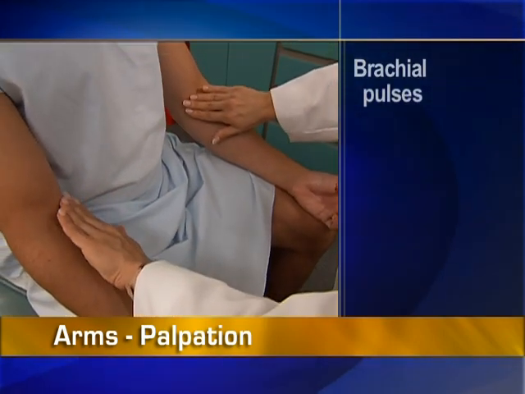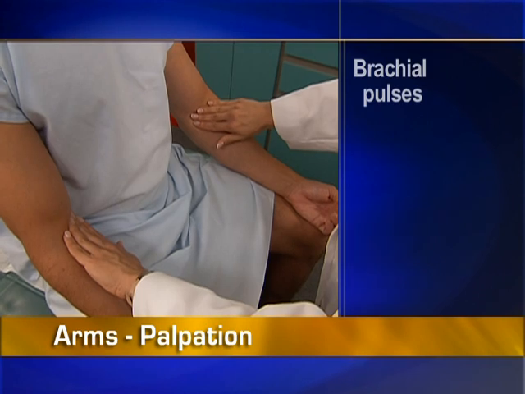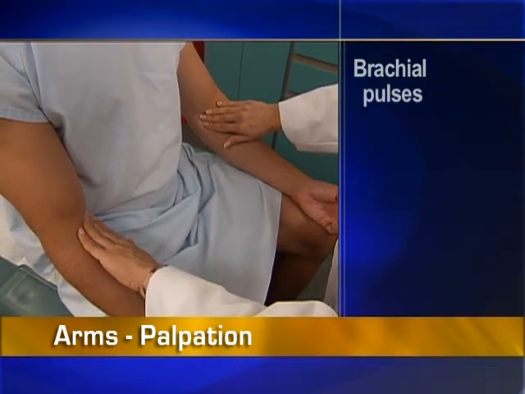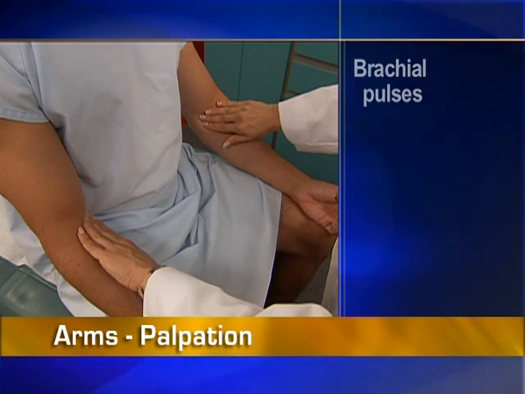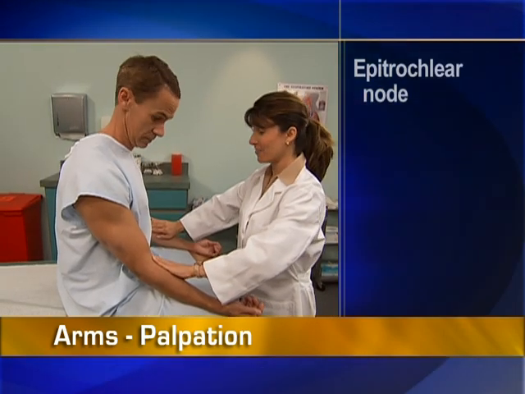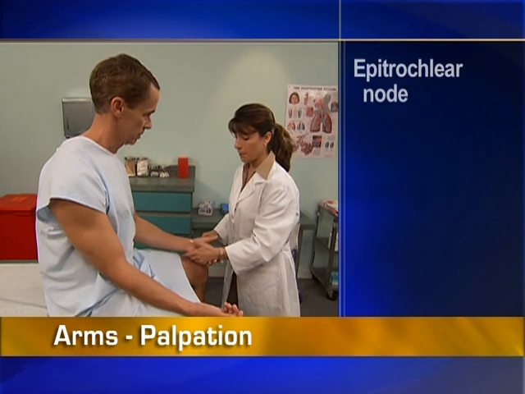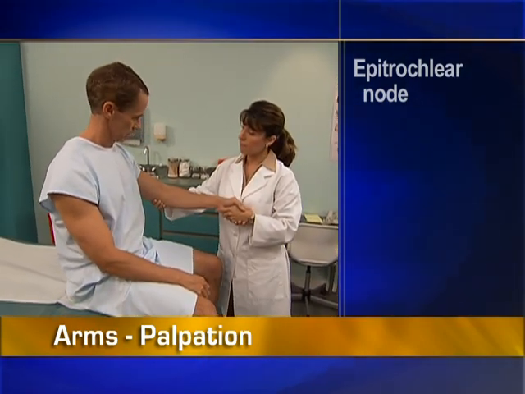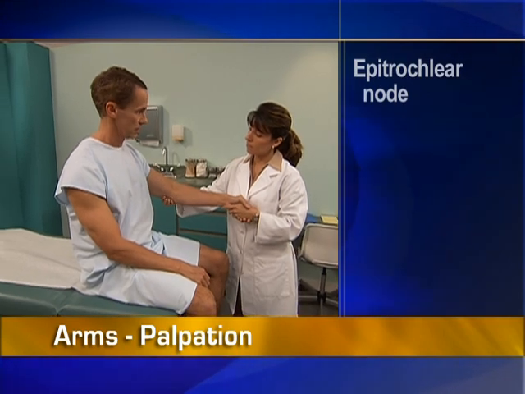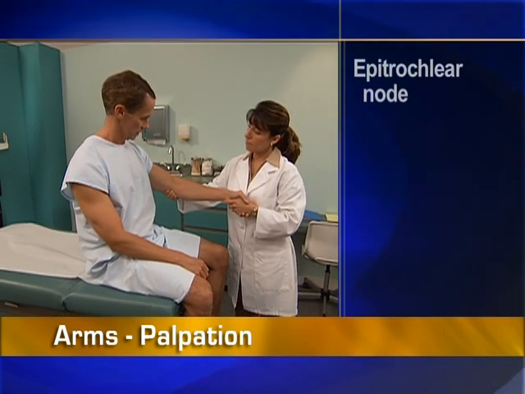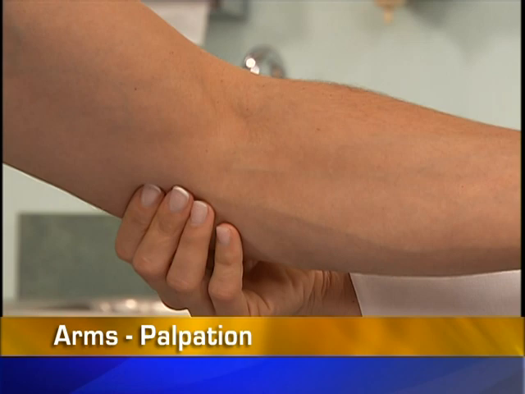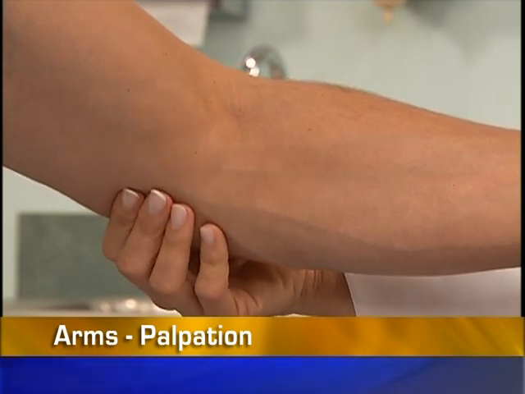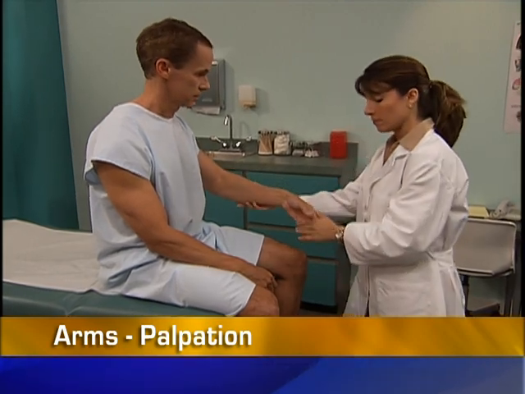Next, palpate the brachial pulses in the antecubital fossa, just medial to the biceps tendon. They should be equal bilaterally. Then palpate each epitrochlear node by supporting the person's arm, reaching your other hand under his elbow, and feeling in the groove between the biceps and triceps muscles above the medial epicondyle. Normally, the epitrochlear node is not palpable. Repeat the procedure on the other arm.